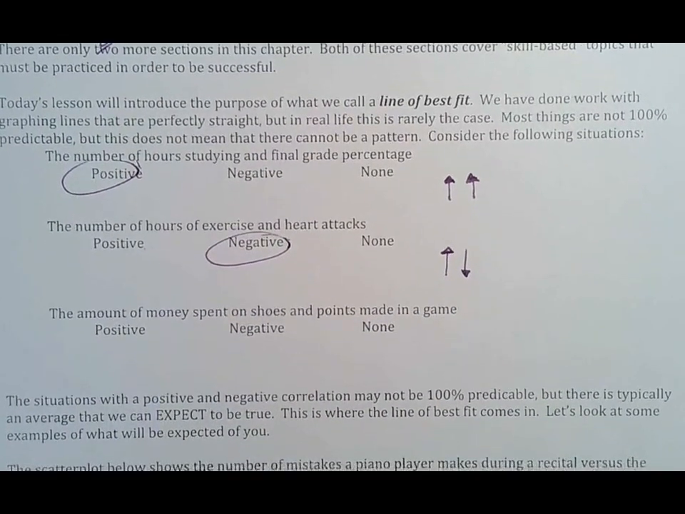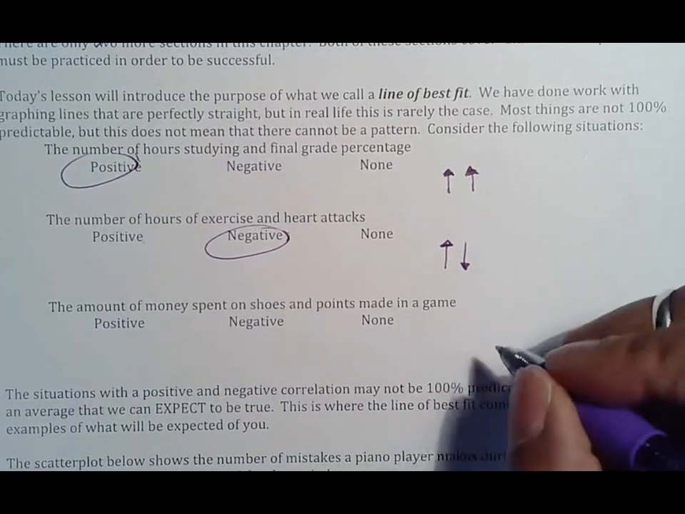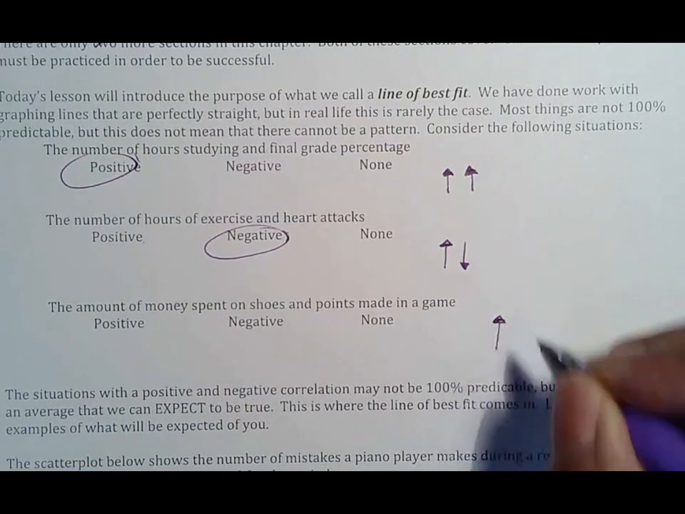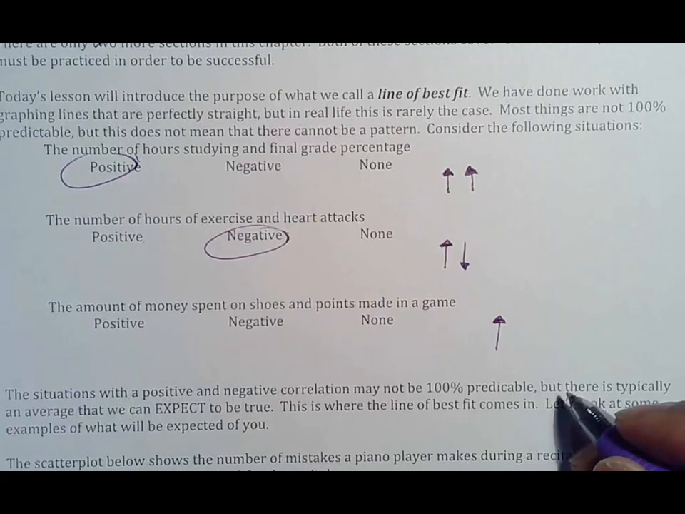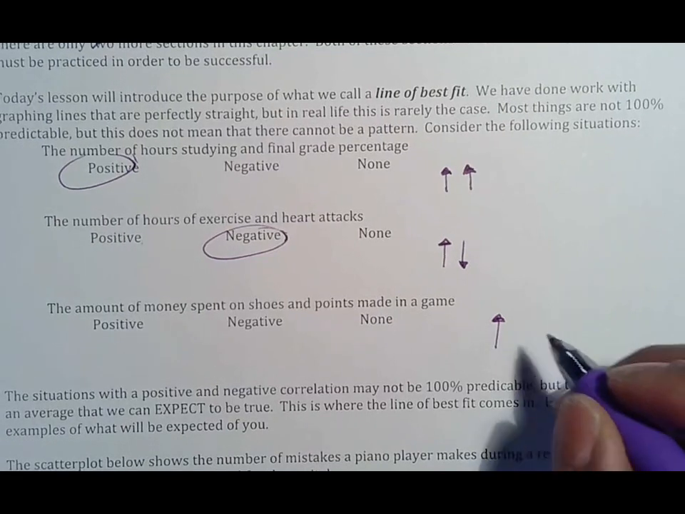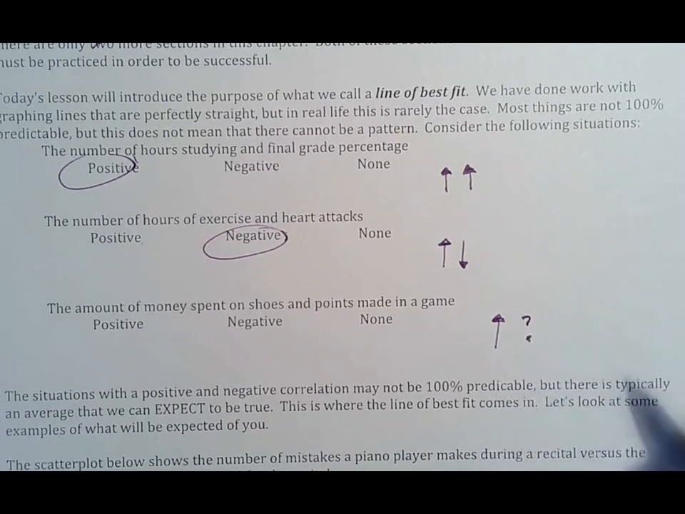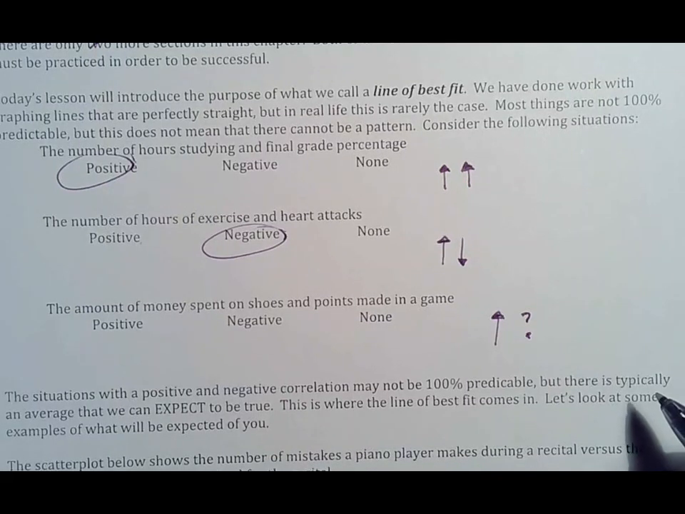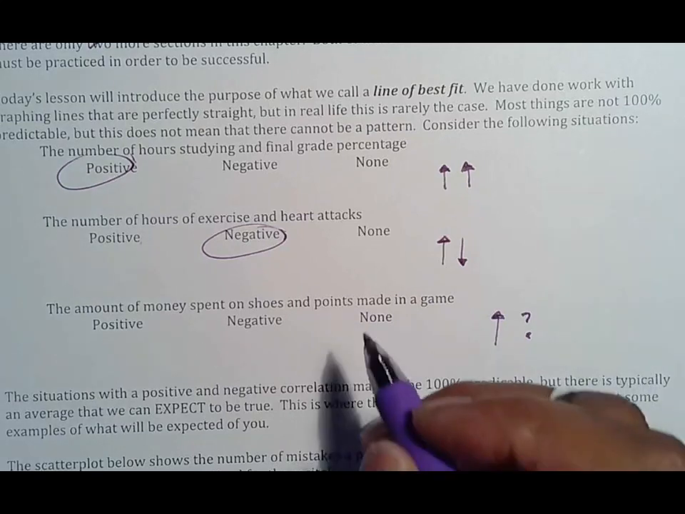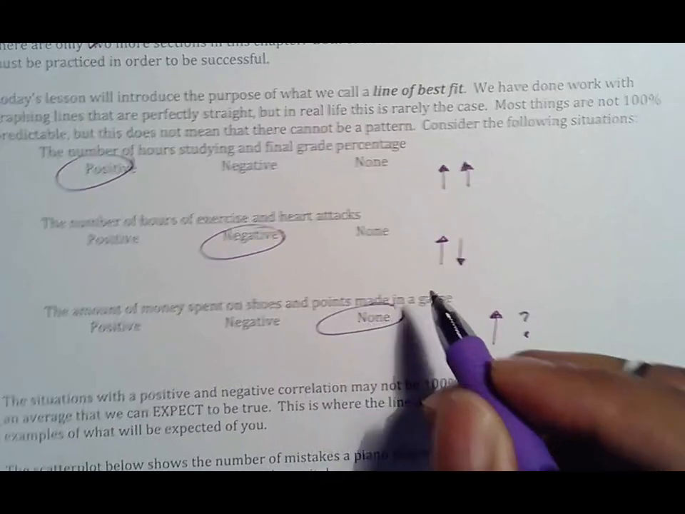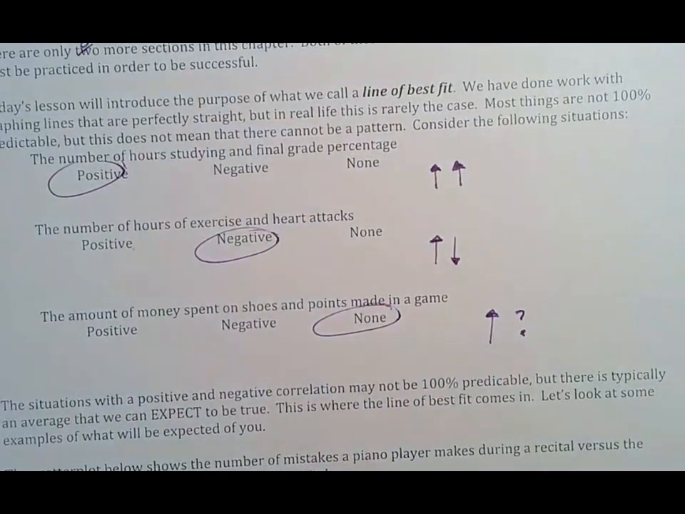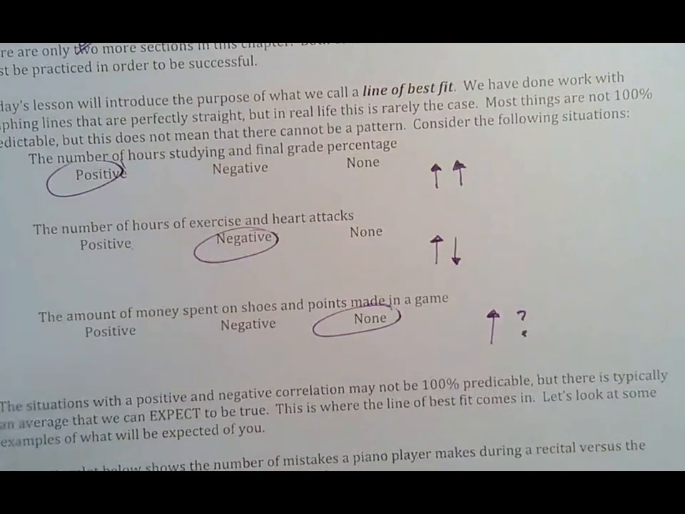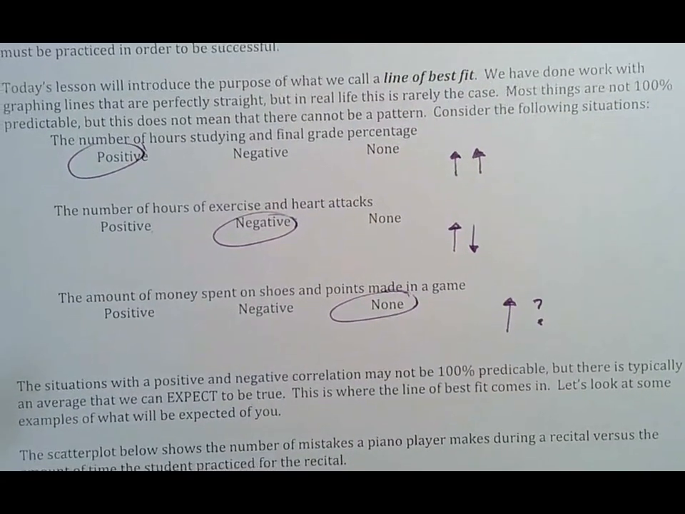Amount of money spent on shoes and points made in the game. Pretty much the more money you spend on shoes, what's that going to do with the number of points you make in a game? Shouldn't do anything at all. If you spend more money, yeah, your shoes look good, but it doesn't improve or change how you perform. So that would be no correlation. This would be like height and grade average. Like, those things don't have anything to do with each other.